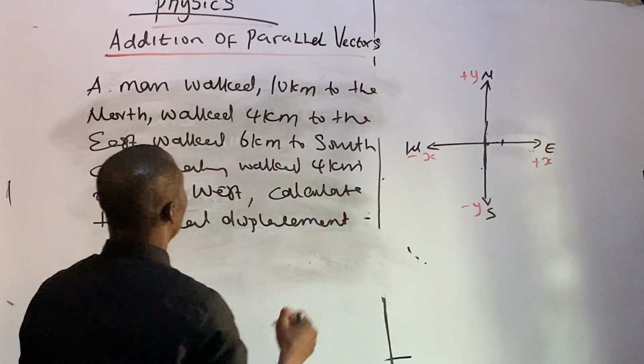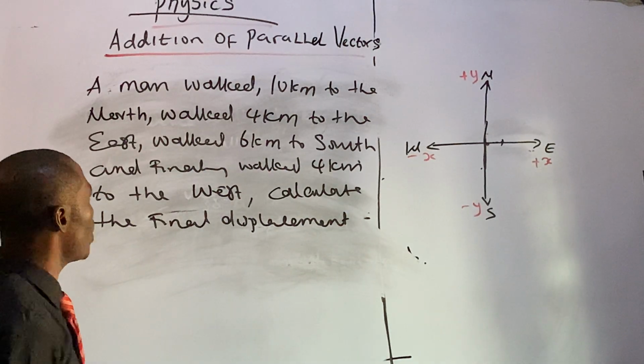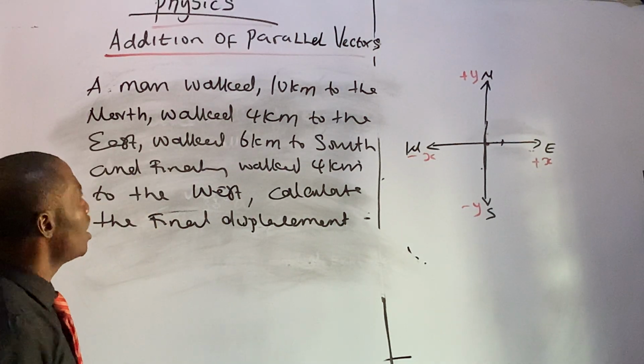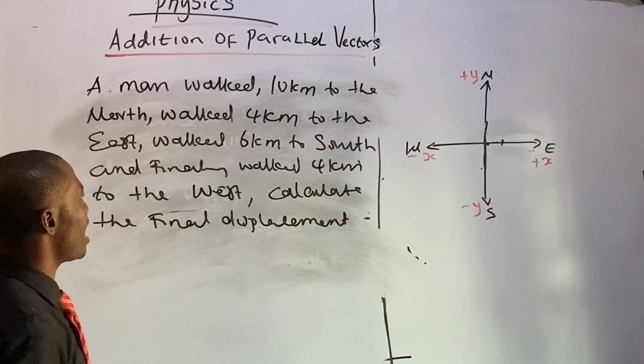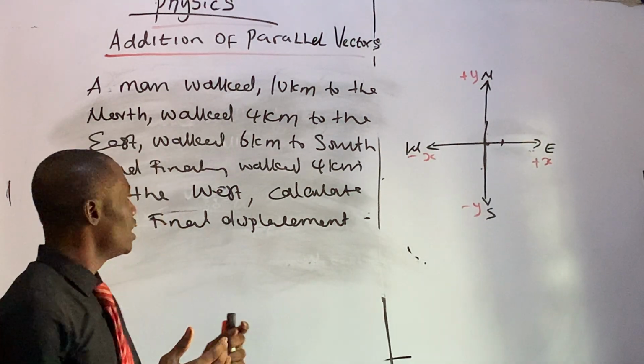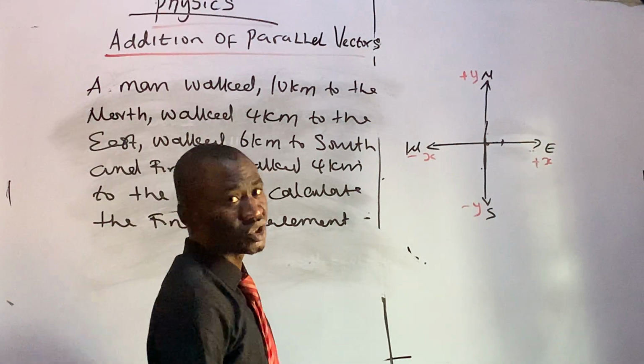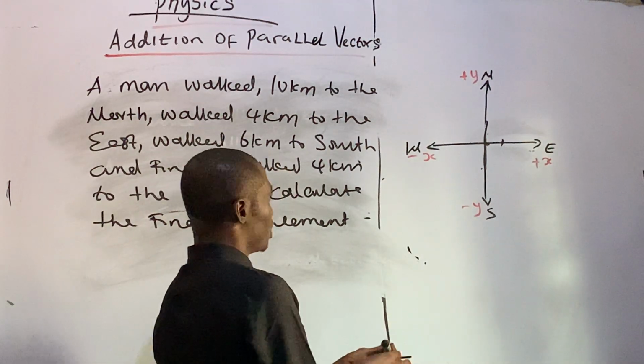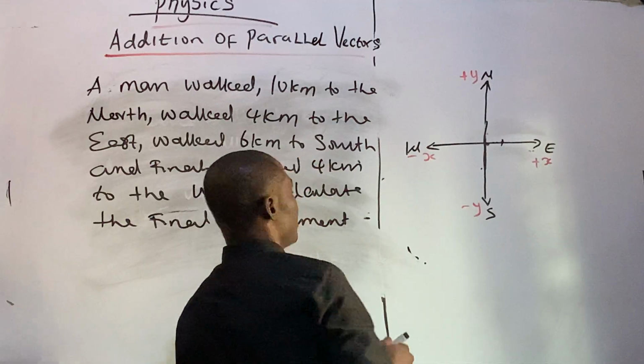Now, let's take the question. A man walked 10 kilometers to the north, walked 4 kilometers to the east, walked 6 kilometers to the south, and finally walked 4 kilometers to the west. Calculate the final displacement. We can use a picture to solve this problem. All right, now look at the picture. This is the coordinate system.